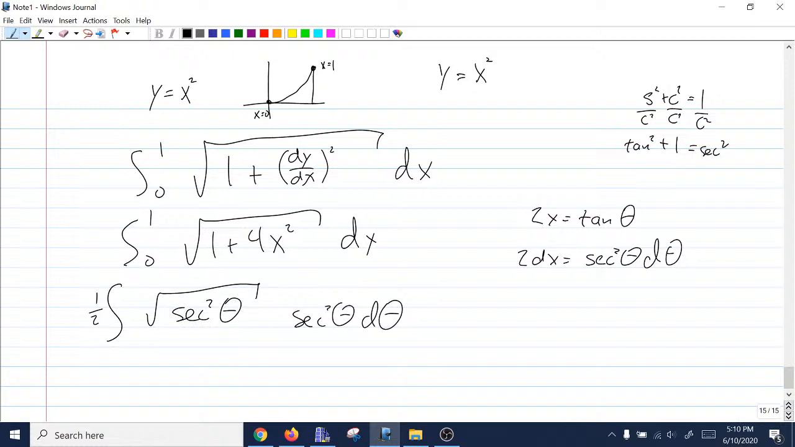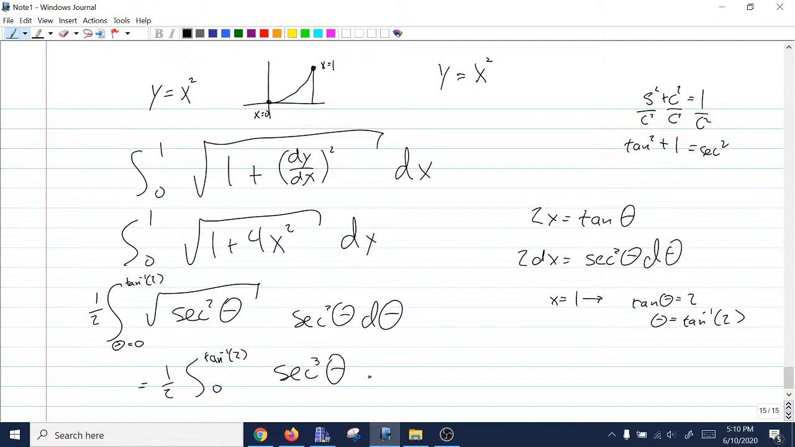My bounds of integration need to change. That x equals 0 becomes, what is the theta value where x equals 0? That's going to be theta equals 0. When does x equal 1? It says tangent theta is 2, so theta is tangent inverse of 2. That's not one of the numbers I know tangent of, is it? No, it is not. So I'm integrating from theta equals 0 to tangent inverse 2 of what? It's 1/2 integral from 0 to tangent inverse 2 of secant cubed.